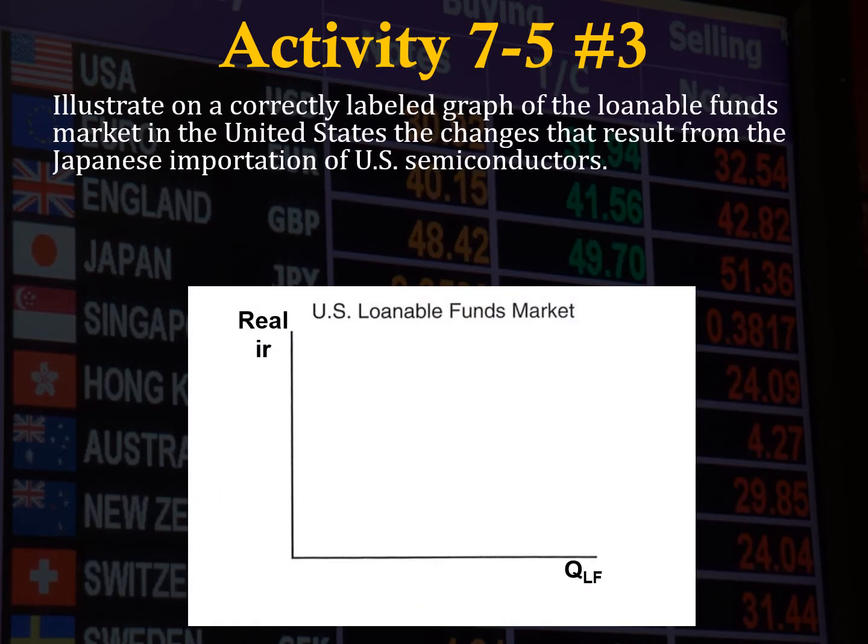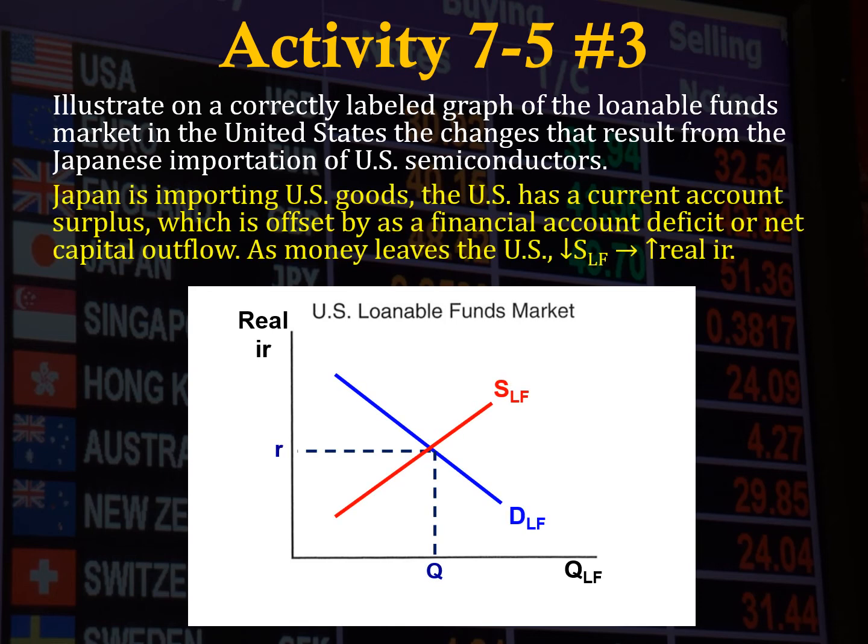Number 3, illustrate on a correctly labeled graph of the loanable funds market in the United States the changes that result from the Japanese importation of U.S. semiconductors. So we start out with this equilibrium interest rate. Because Japan is importing U.S. goods, U.S. has current account surplus. Since there's a current account surplus, that has to be offset by a financial account deficit or net capital outflow, which means money is leaving the U.S. As a result, the supply of loanable funds decreases, raising the domestic real interest rate. So you can see how the effects of the change in exports affects the loanable funds market domestically as well in terms of capital flow.